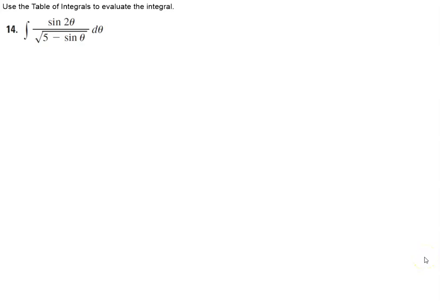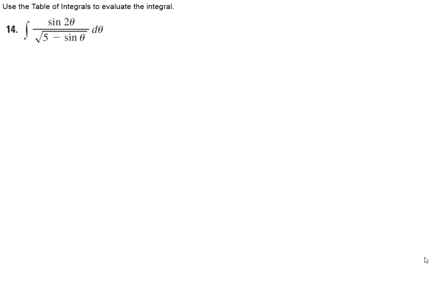Use the table of integrals to evaluate the following integral. Here we have the integral of sine of 2 theta divided by the square root of 5 minus the sine of theta d theta. And so the first thing we want to do is convert that sine of 2 theta, which is a double angle, into a trig identity.